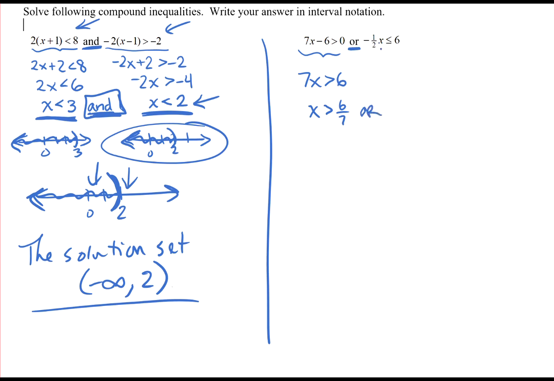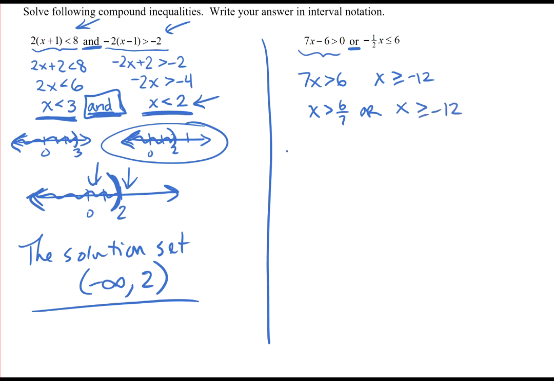Or, if we solve the other side, I would want to multiply both sides by negative 2 to get rid of the fraction negative 1/2. Now I'm going to get x, and because I'm multiplying by negative 2, I have to switch the direction of the inequality, so it becomes greater than or equal to, and then 6 times negative 2 is negative 12. So we have x is greater than 6/7 or x is greater than or equal to negative 12.